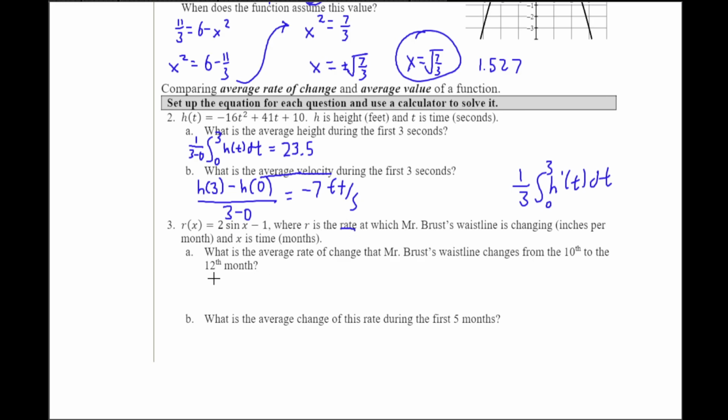So we're doing what we just learned. 1 over 12 minus 10, integral 10 to 12, r of x dx. And then if you put this one in the calculator, you get about negative 2.683 inches per month.